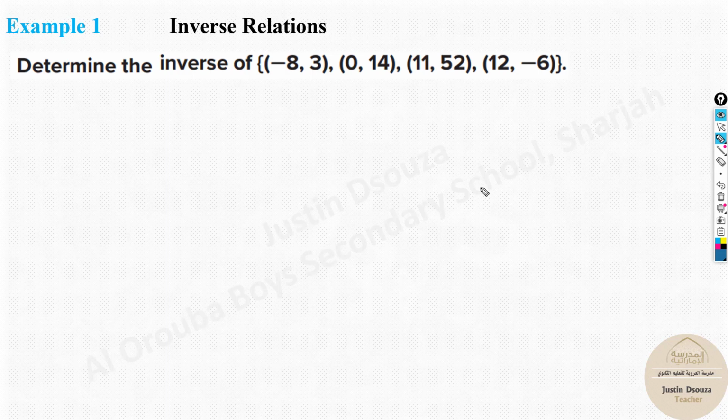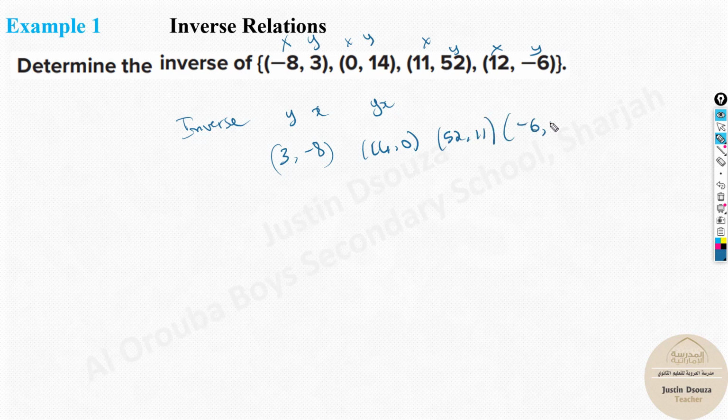We have to determine this inverse. All you need to realize is that x, y becomes y, x. The inverse would just change to y, x, and so on. So I'll just write the answer over here. It'll be 3 comma minus 8. That'll be the first relation. The second one would be 14 comma 0, then 52 comma 11, and lastly we have minus 6 comma 12. This is the answer. That's it.